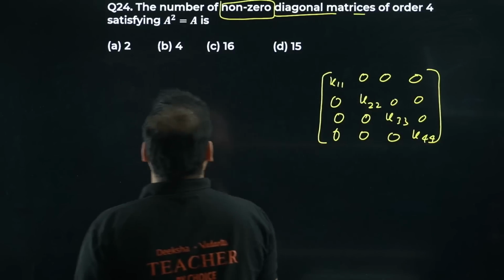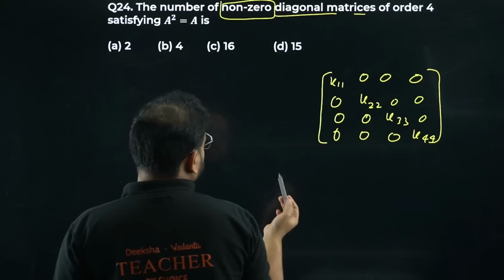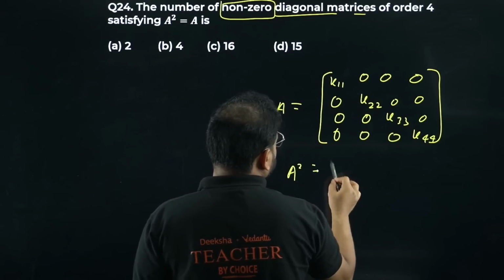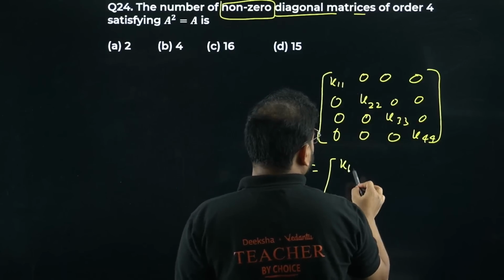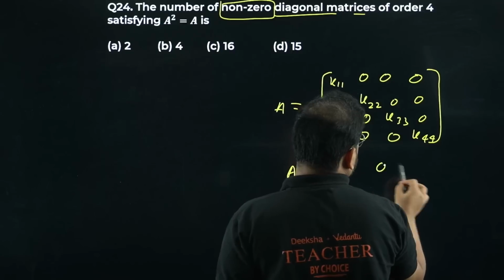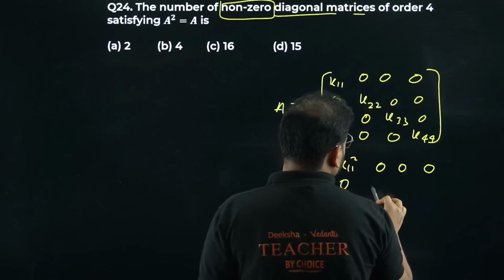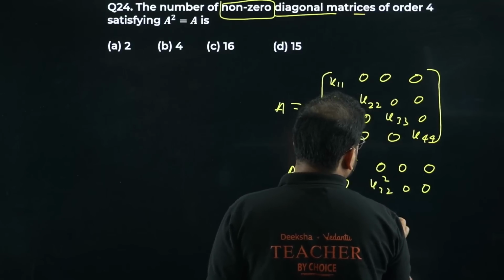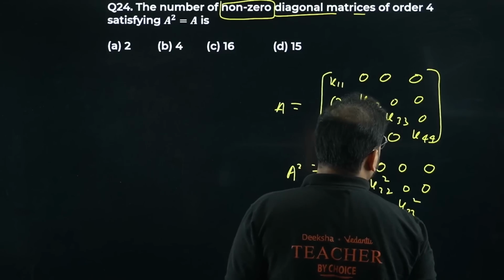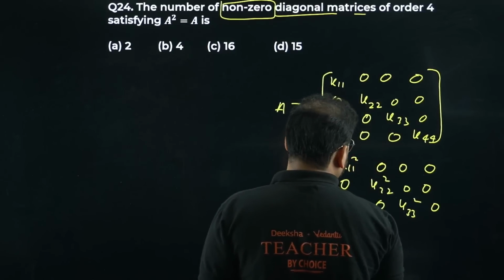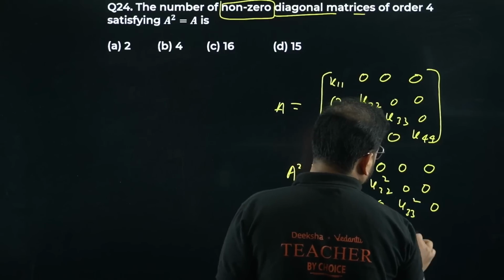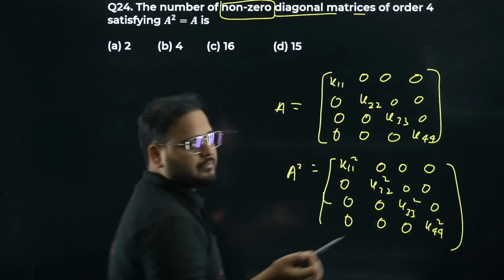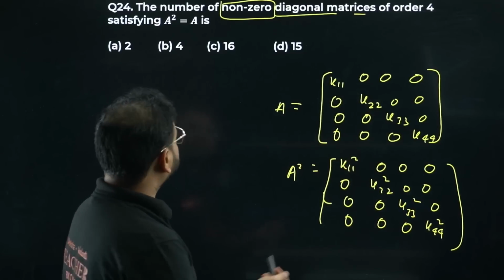They are saying that A square is A. This is the value of A actually. If you do A square, what are you going to get? Everything else is 0, you'll get K11 square, and then 0 0 0, you'll have K22 square, then K33 square, and K44 square on the diagonal. Multiply, you're going to get this only. It's the property of diagonal matrix.